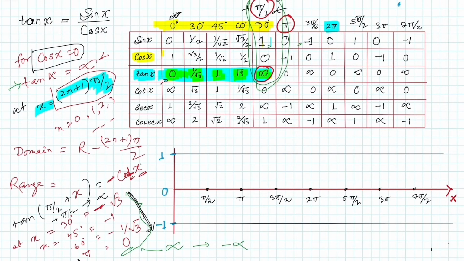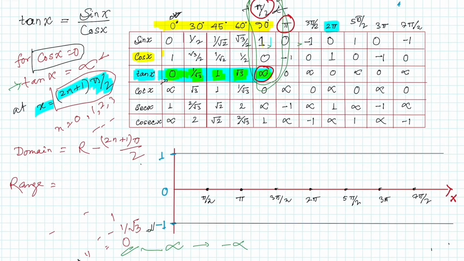Okay, so that's why we can say the range of tan x is given by the open interval from minus infinity to plus infinity. Okay, so that is the range of tan x.